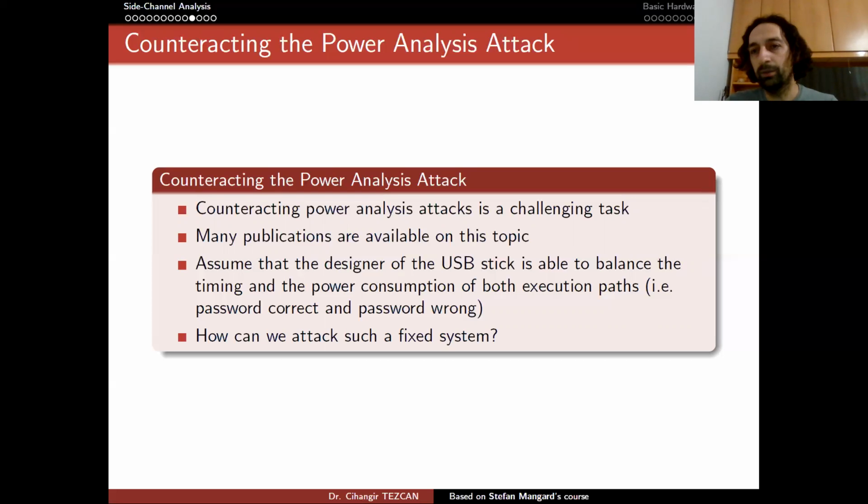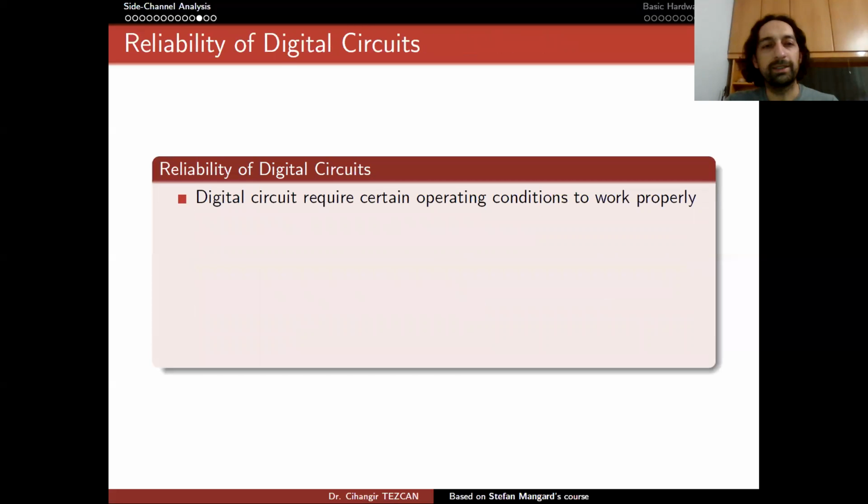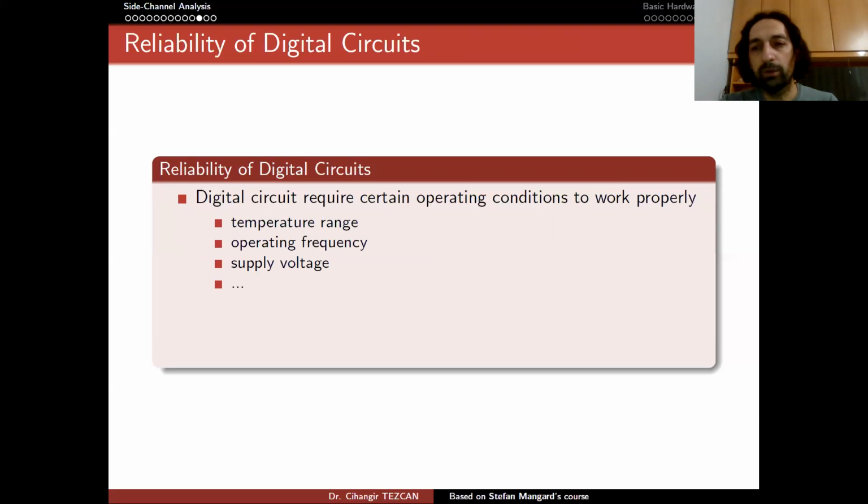So what can we do next? This time we will talk about fault attacks. Digital circuits require certain operating conditions to work properly: temperature range, operating frequency, supply voltage, etc. These should be optimal for the digital circuit to work correctly.